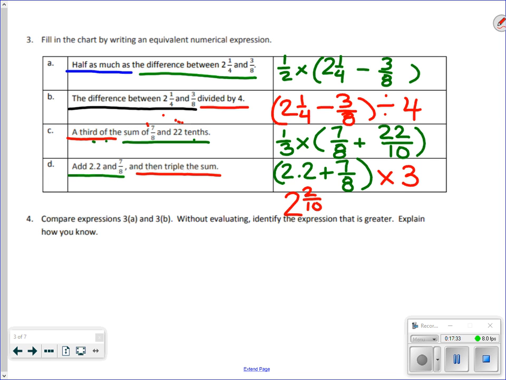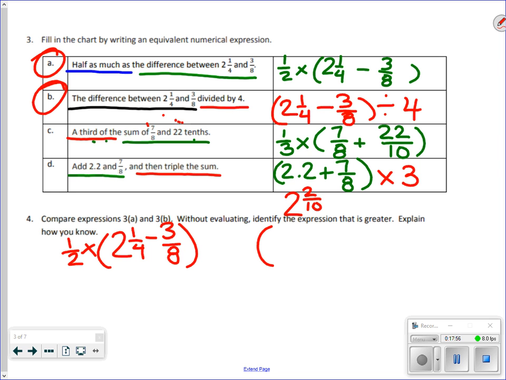Compare expressions 3a and 3b. Which one would give you the greater answer? So without working it, they're saying 1/2 times 2 and 1/4 minus 3/8, or 2 and 1/4 minus 3/8 divided by 4. Which one would give you an answer with a larger number? Multiplying by smaller. Yeah, but multiplying by smaller.